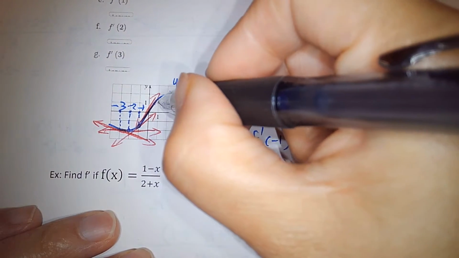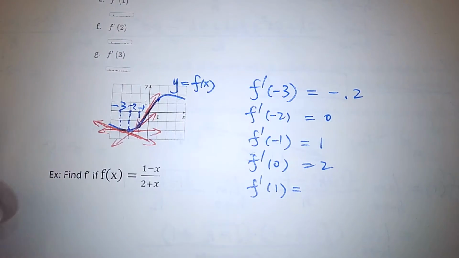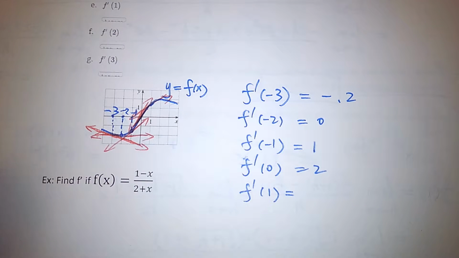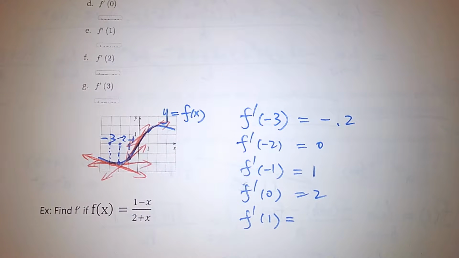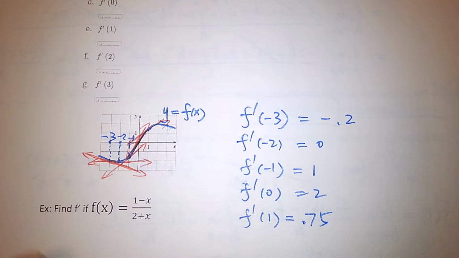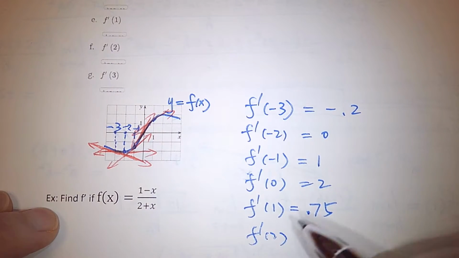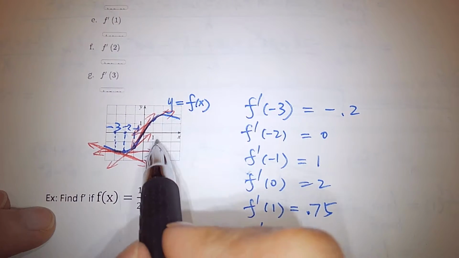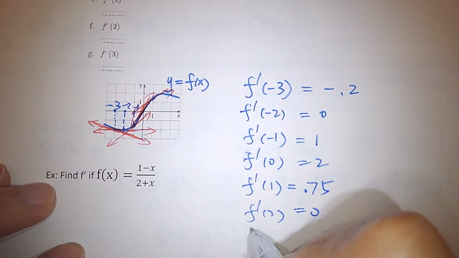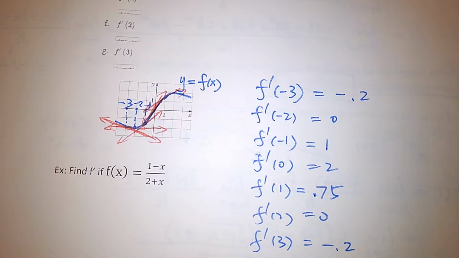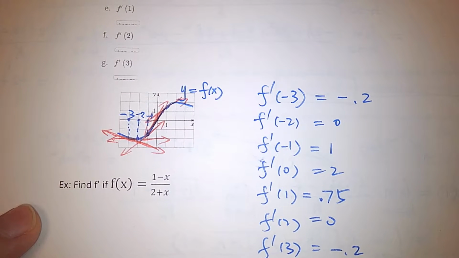When x equals 1, I would say the slope is 1, right? Less than 1. So give me a number. 0.75. Okay, 0.75. It's the estimation, we'll check the answer. f prime of 2 is 0, because it's going to be a horizontal line. And f prime of 3 is going to be, I would say, -0.2. Alright, so let's check the answer quickly.